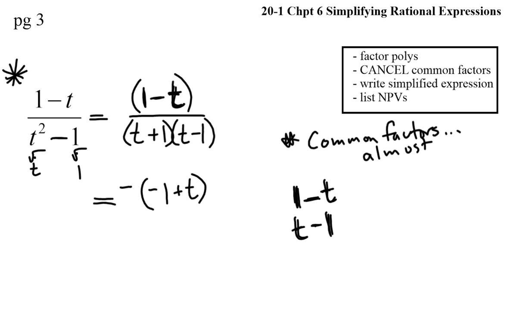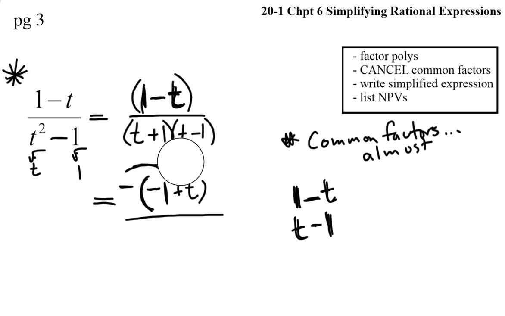So negative out front now becomes negative, negative 1 plus t. I haven't changed the value of it. It's like I divided by a negative 1. I just changed how it looks. What's the value up top? It's still a positive 1, and it's still a negative t.